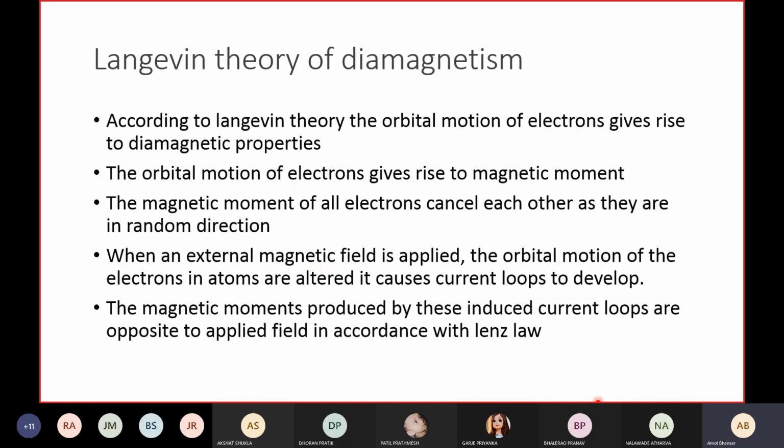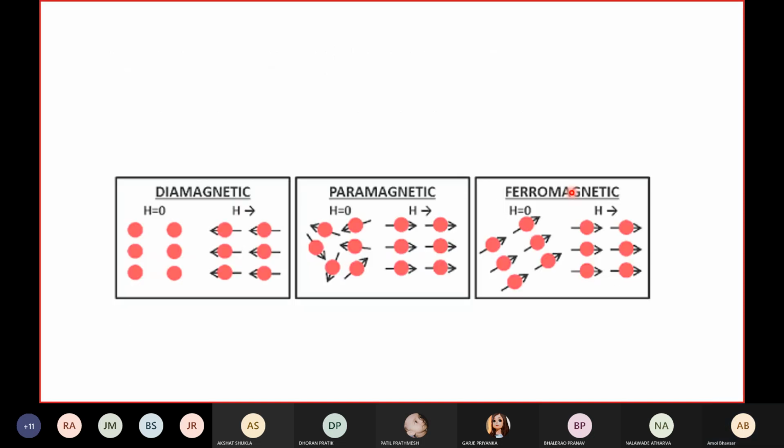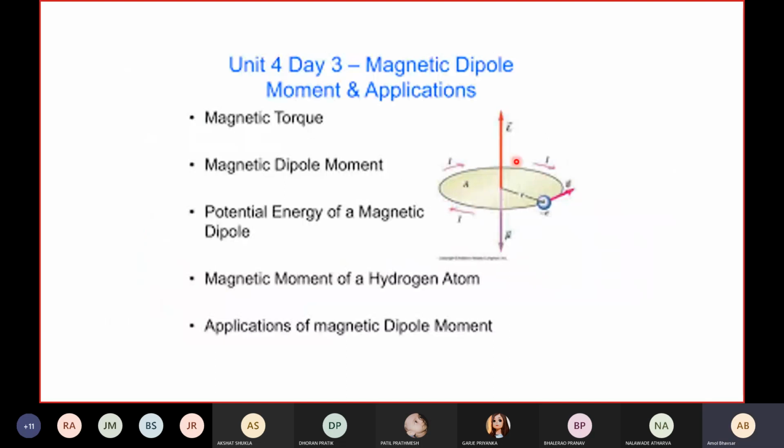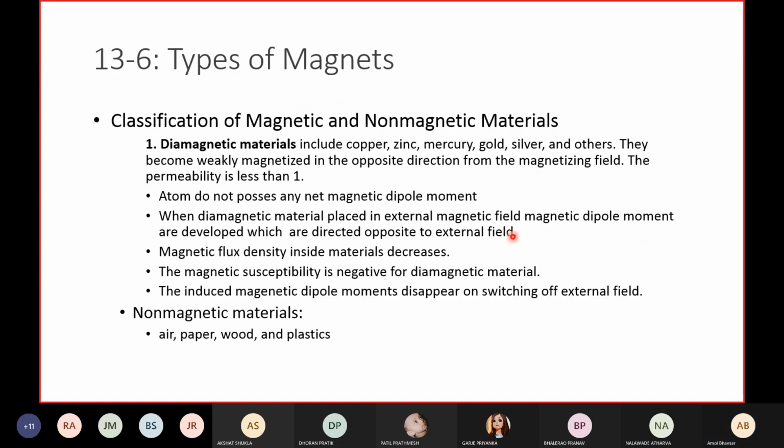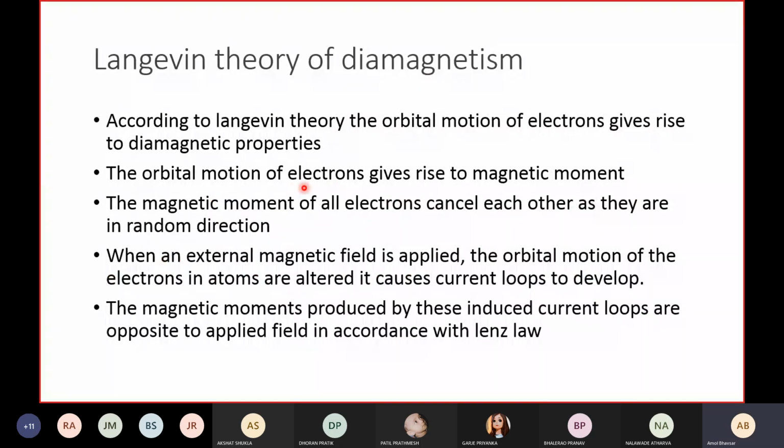The next topic is Langevin theory of diamagnetism. According to this theory, the orbital motion of electrons gives rise to the diamagnetic properties. The electrons which are revolving around the nucleus give rise to diamagnetic properties. The orbital motion of the electron gives rise to a magnetic moment. We have seen that electrons revolve around the center of the nucleus. This orbital motion gives out the magnetic moment.